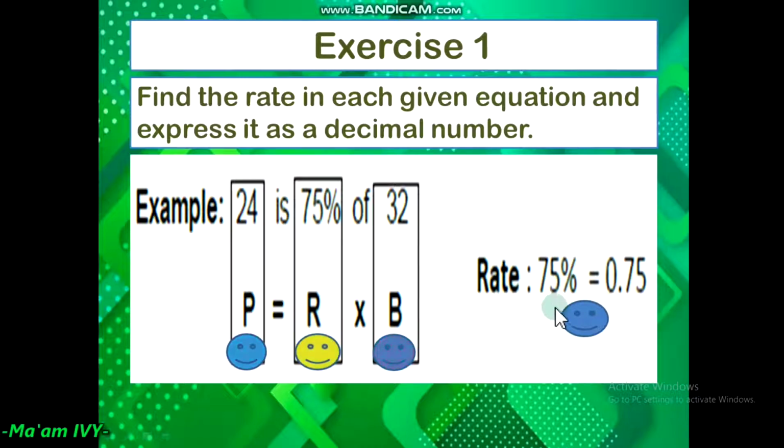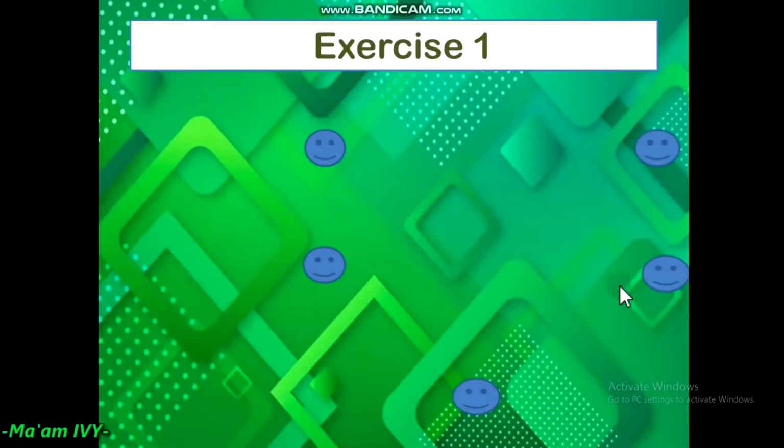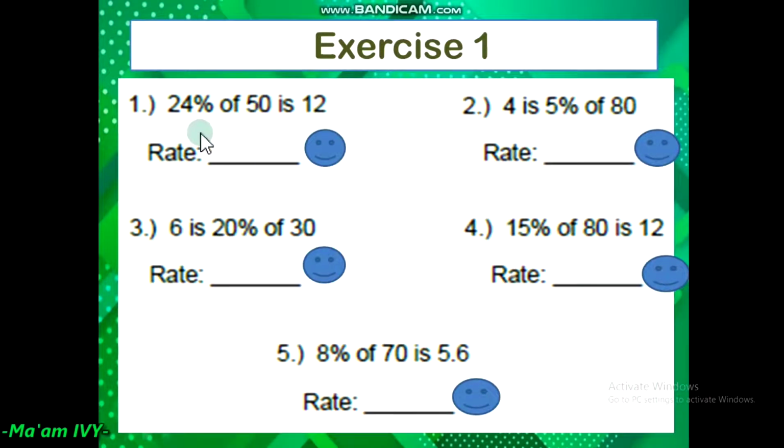We have here 75% is equal to 0.75 or 75 hundredths. Since you were in grade 5 last year, you have already studied how to change percent into decimal. So this lesson is very easy for you to understand. Kids, you are going to answer exercise 1.